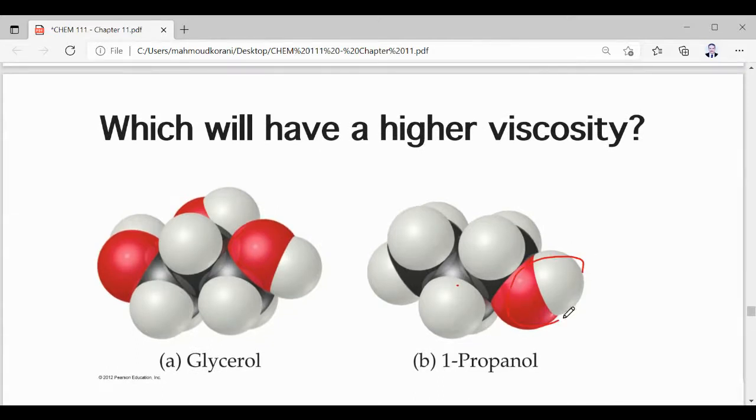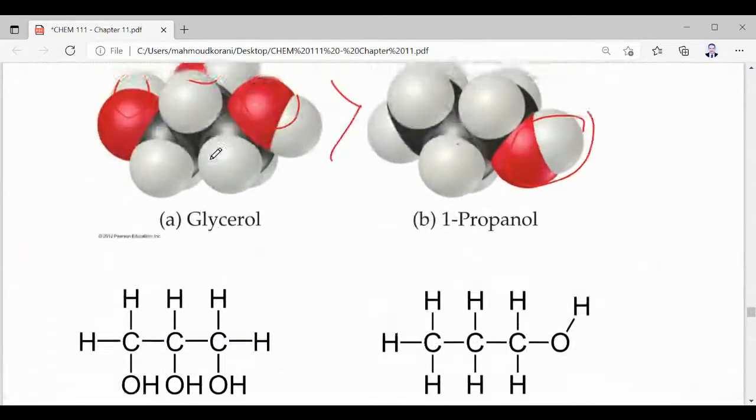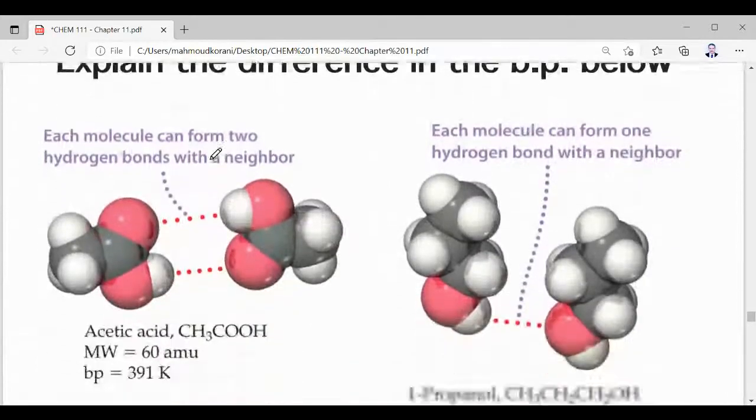Which will have the higher viscosity, this one or that one? This one contains only one OH, and this glycerol has three OH, so it can form three hydrogen bonds. The intermolecular force strength here is greater than this one. So the viscosity here is greater than the viscosity of 1-propanol.